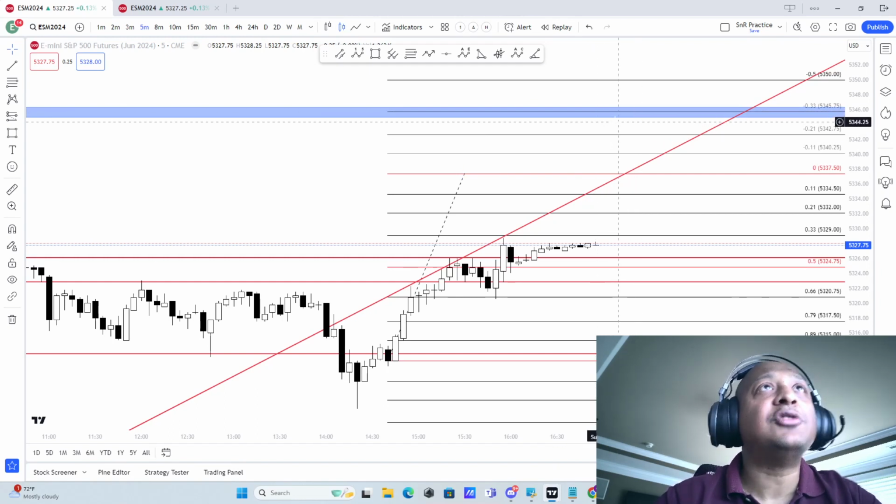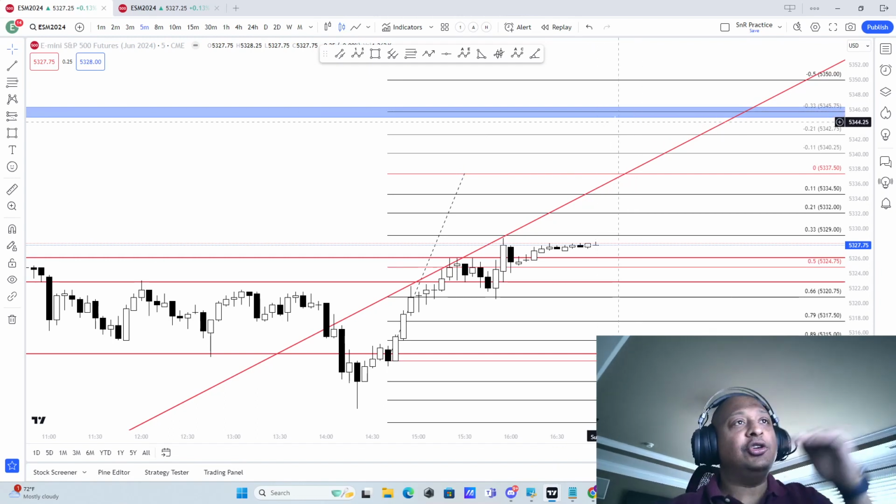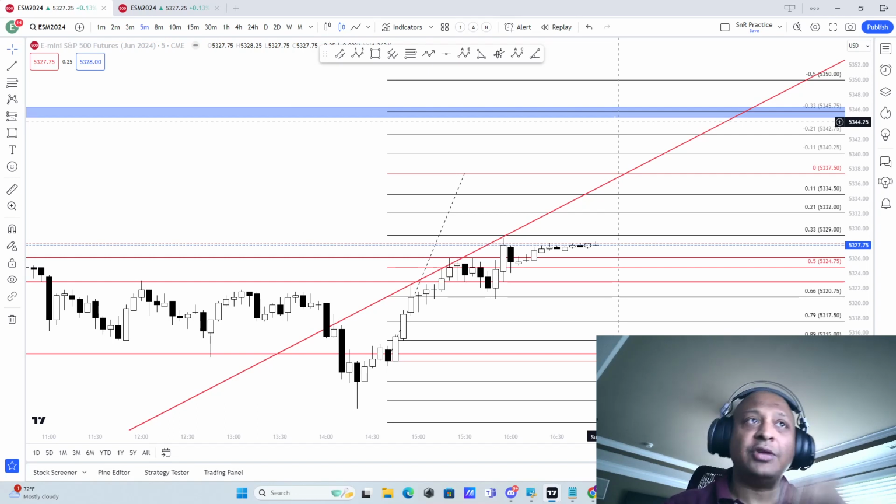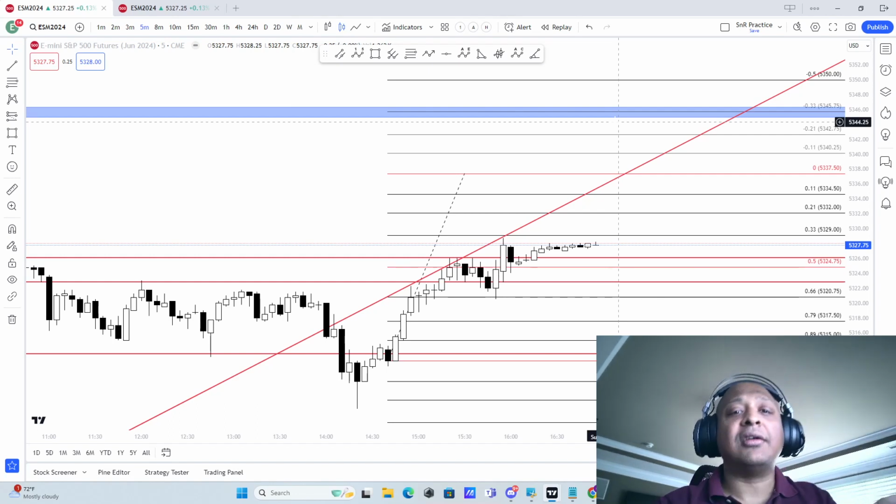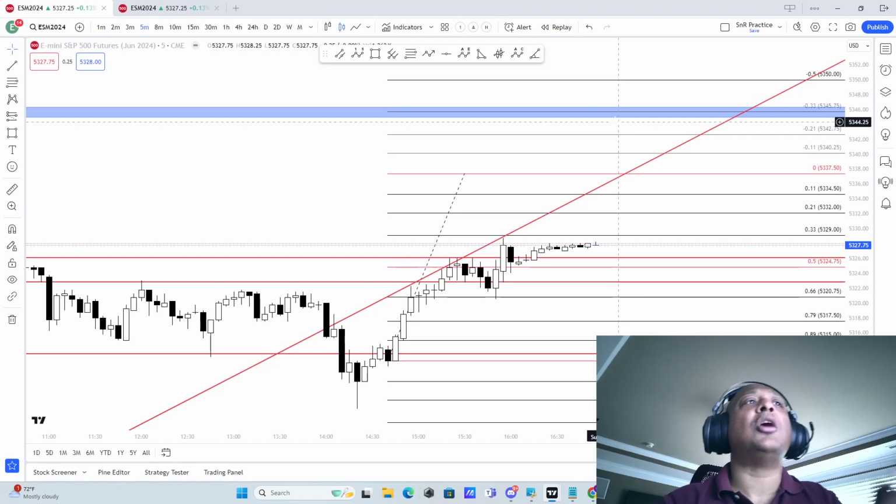How the market keeps on moving from level to level? Your job is to trade level to level, and you have to take profit at those levels, leave a runner, and keep a logical stop loss for the runner.